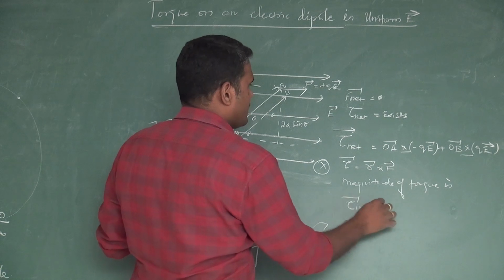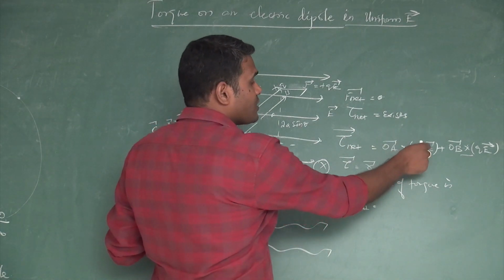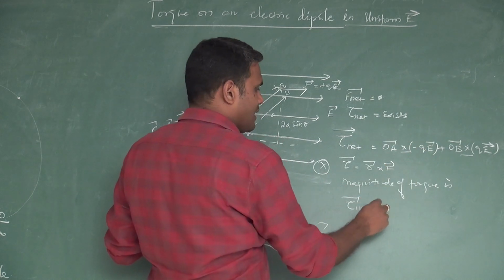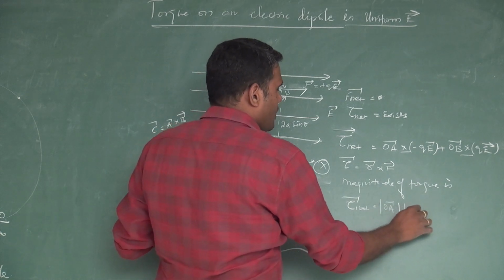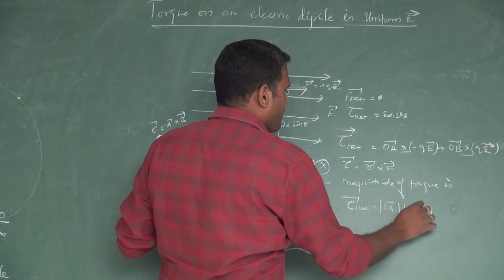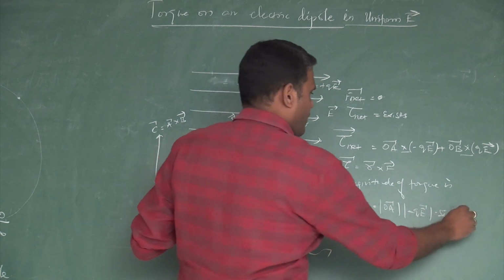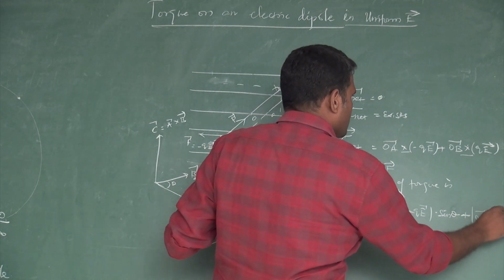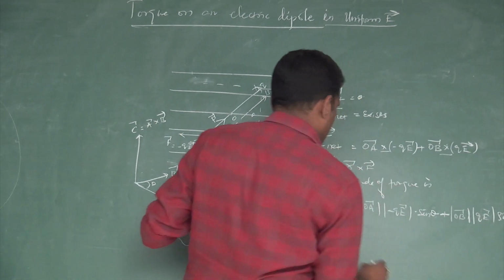The magnitude of torque is tau net vector equal to the cross product of two vectors, OA vector cross minus Q into E vector. A vector cross B vector is AB sin theta. Modulus of OA vector, modulus of minus Q into E vector, into sin theta, plus modulus of OB vector, modulus of Q into E vector, into sin theta.